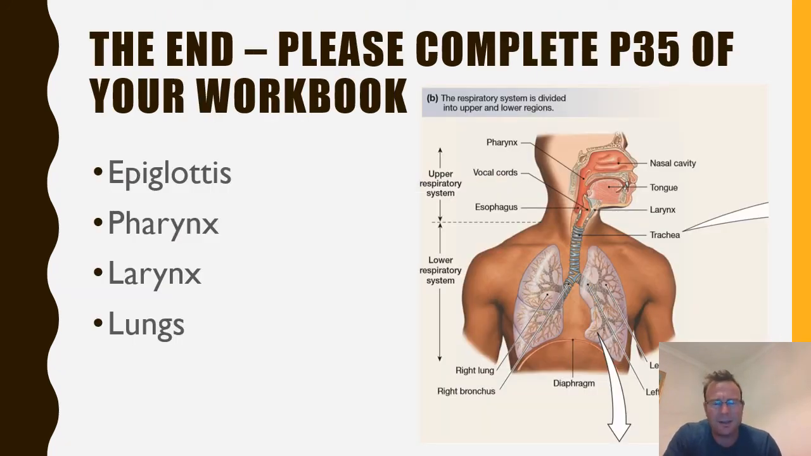So I'm going to get you to research. I just literally want the functions of these sections. The epiglottis is really just a flap of cartilage that separates the esophagus and the trachea. The pharynx is the back of our throat. If you ever get pharyngitis, it's your sore throat. If you ever get laryngitis, you lose your voice because your larynx is your voice box, and it contains your vocal cords. And then lastly, the lungs as a whole.